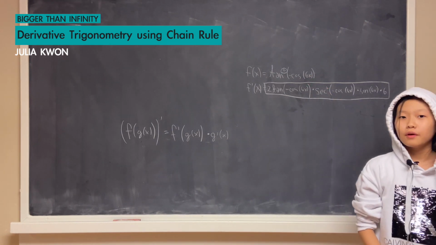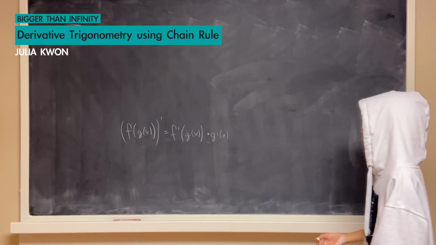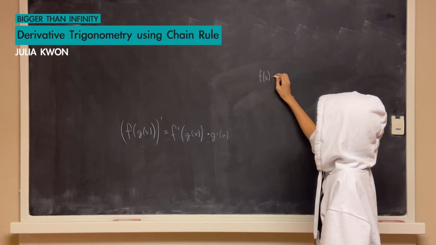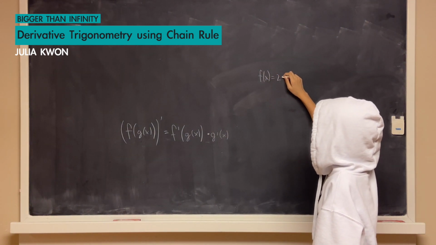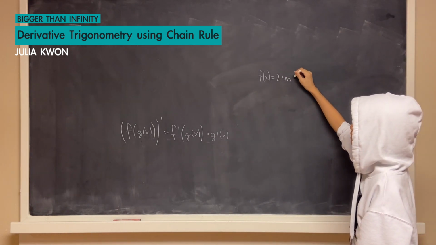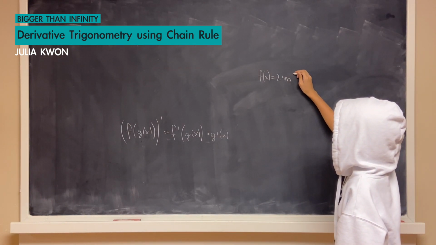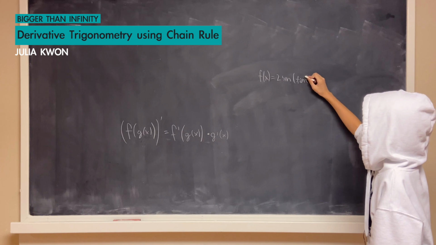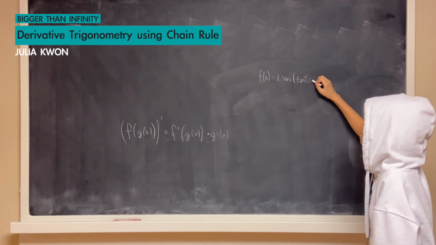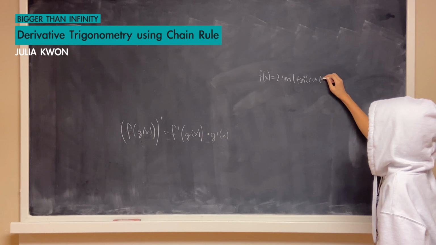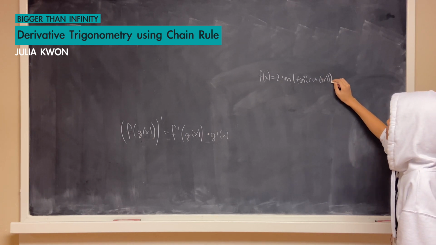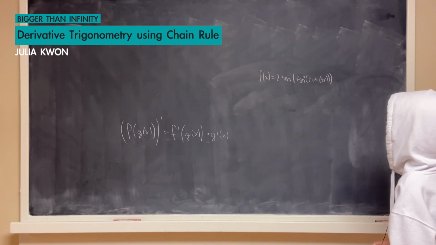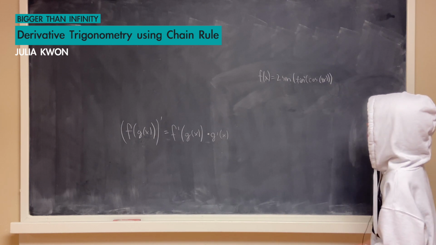And now I would like to do another example. Okay, now we have the function 2 times sine of tangent squared of cosine of 4x. So now this is going to be kind of a long one, since we're going to have to use the chain rule 3 times, I think.